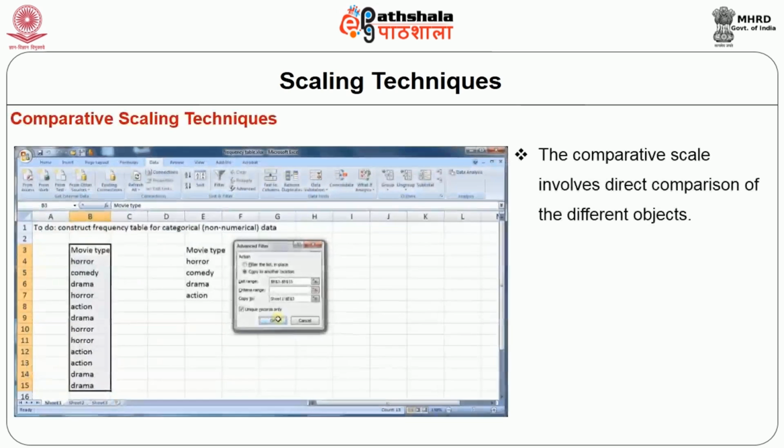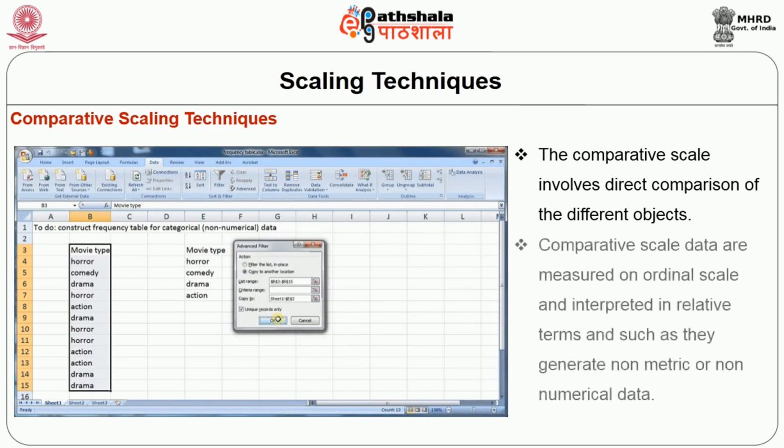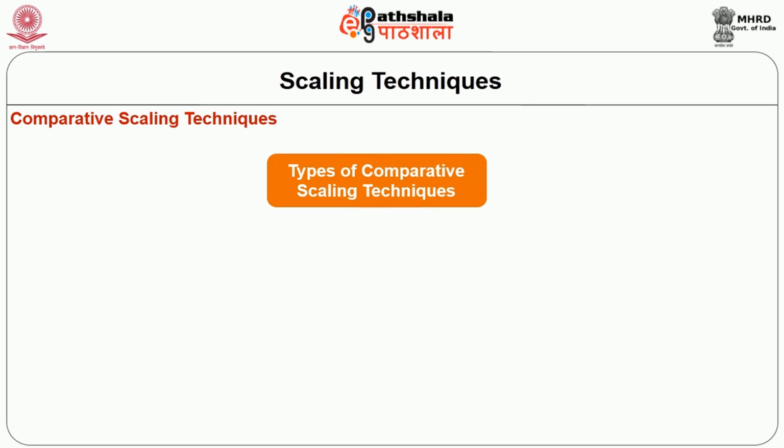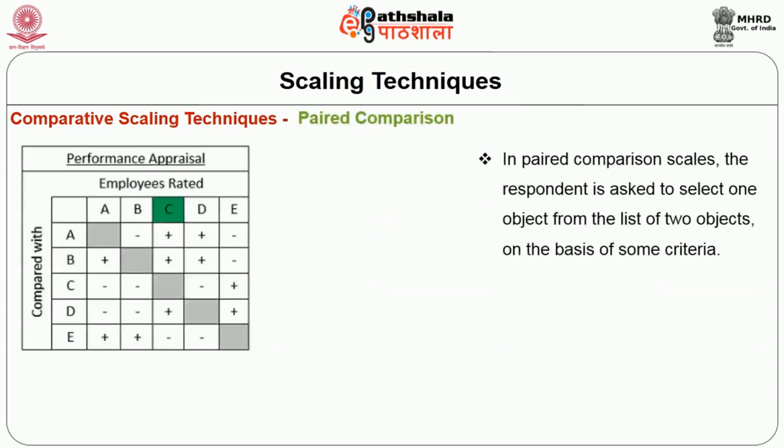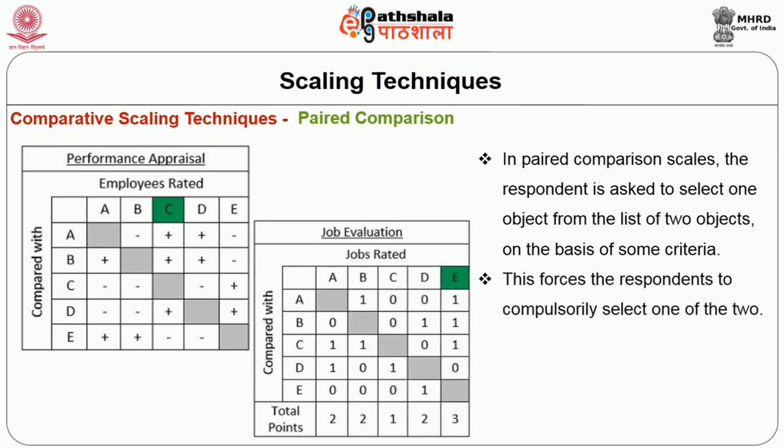Comparative scaling techniques. The comparative scale involves direct comparison of different objects. Comparative scale data are measured on an ordinal scale and interpreted in relative terms, and as such they generate non-metric and non-numerical data. Types of comparative scaling techniques: there are three types, paired comparison, rank order, and constant sum. In paired comparison scales, the respondent is asked to select one object from a list of two objects on the basis of some criteria. This forces the respondents to compulsorily select one of the two.